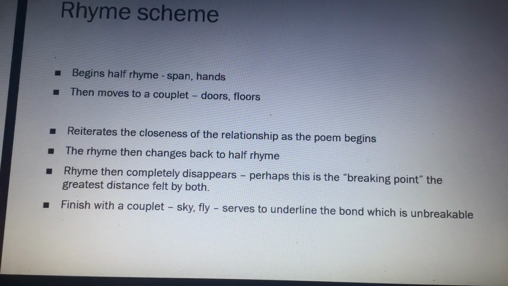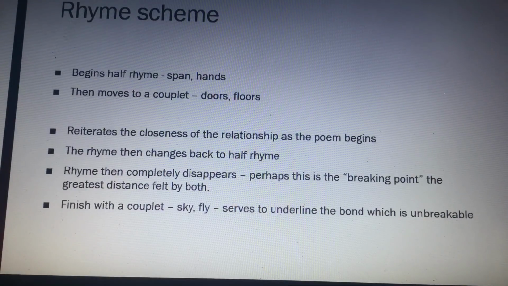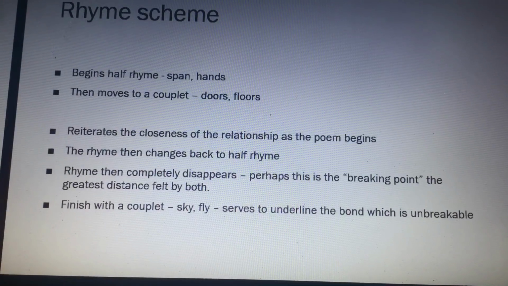Perhaps that's the breaking point of the son. Perhaps as well it is the greatest distance between the two of them, when they are physically and literally the furthest apart in the house with the tape measure. But I suppose metaphorically and symbolically, emotionally, they are really distant. Spiritually, they are really distant. So think about the rhyme scheme breaking down and the relationship starting to sever, if you like.